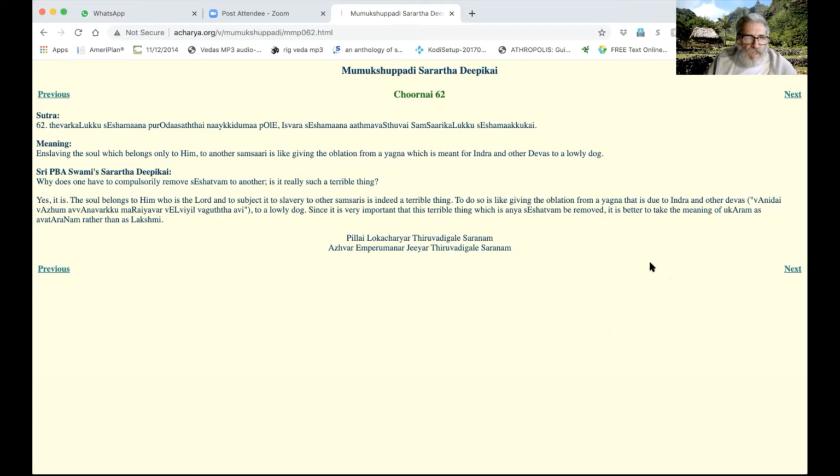So he says here, why does one have to compulsorily remove the idea of servitorship to another? Is it really such a terrible thing? Yes, it is. The soul belongs to Sriman Narayana, who is the Lord, and to subject it to slavery to other samsaris is indeed a terrible thing. To do so is like giving the oblation from a yajna, which is due to Indra or some other devas, to a lowly dog. Since it is very important that this terrible thing, ananya sheshatvam, servitorship to others, be removed, it is better to take that meaning from the letter U than the other meaning that means Lakshmi.